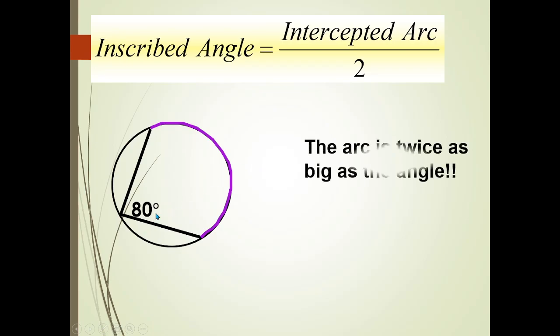And suppose that the inscribed angle is 80 degrees. So this is the inscribed angle. And the arc must be twice as big as the angle. Therefore, 80 times 2 is 160 degrees. So if the unknown is the intercepted arc, you multiply the inscribed angle by 2. If the unknown is the inscribed angle and the given is the intercepted arc, you divide it by 2.